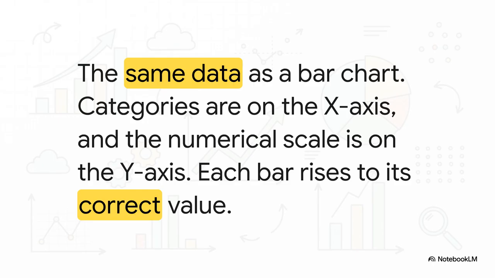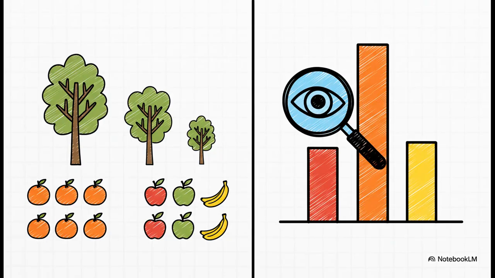All right, now let's see that exact same data as a bar chart. We line up our tree types on the bottom, put our number scale on the side, and then zoom! The bars shoot up to their exact values. The orange bar hits 35 on the nose, and the apple bar stops right at 15. So clean, so precise. And here's the big takeaway.